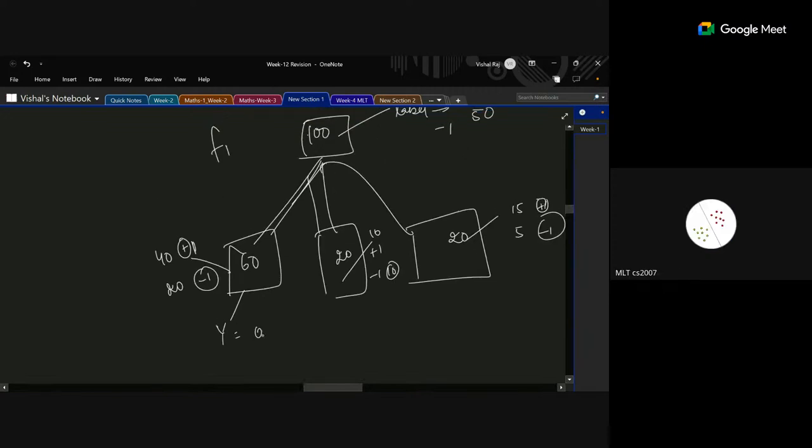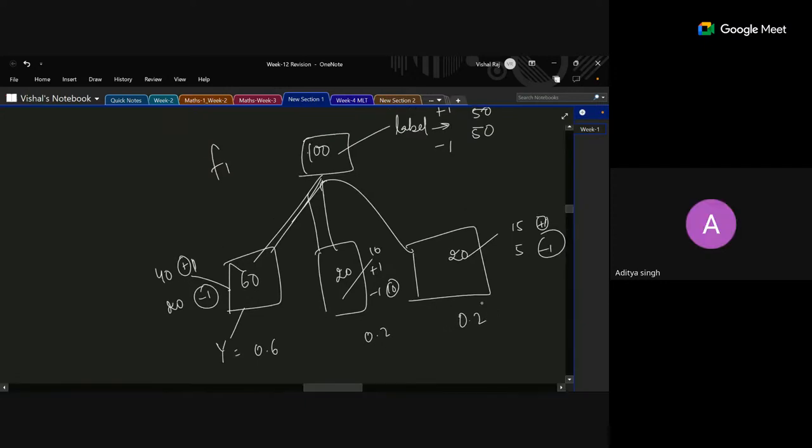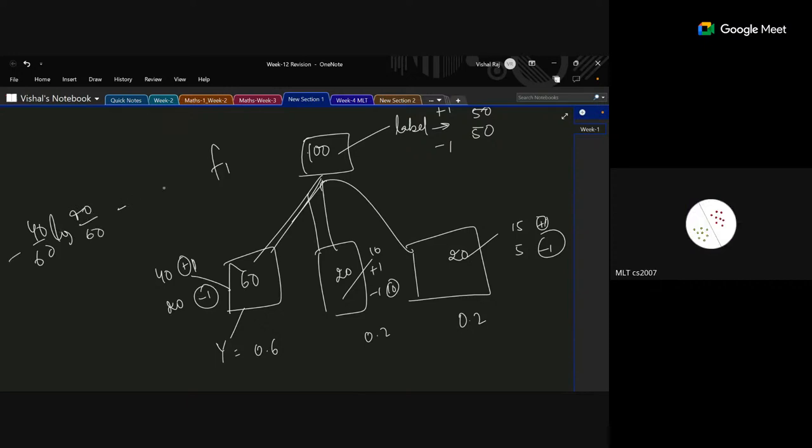60 by 100, so 0.6, 0.2, and here it is 0.2. Correct? Yes. And if you have to calculate the entropy, how will you calculate it? Same formula: minus 40/60 log 40/60, every time you can write minus, and then 20/60 log 20/60 and 20/60 log 20/60. Similarly, you can calculate for this 10.